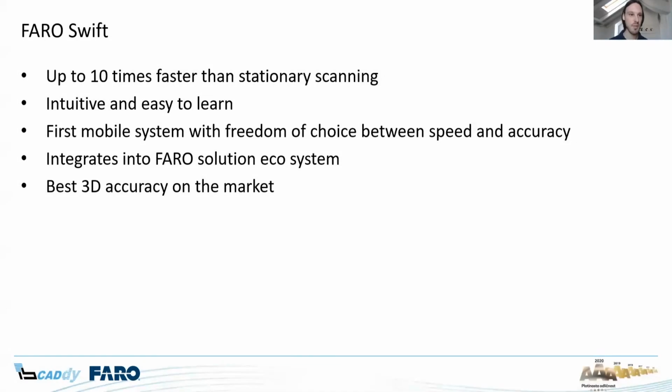To just sum up some bullet points, the FARO Swift is up to 10 times faster than stationary scanning. And as you mentioned, you just take it off, you paste it together, you push it, and that's everything you need to learn about. As we said at the beginning, you can separate the two devices, which gives you an incredible freedom of choice, which you usually don't find in an integrated solution, which is mobile only.